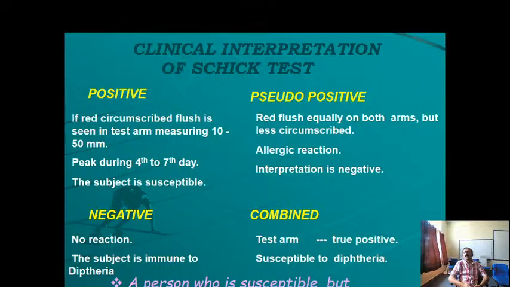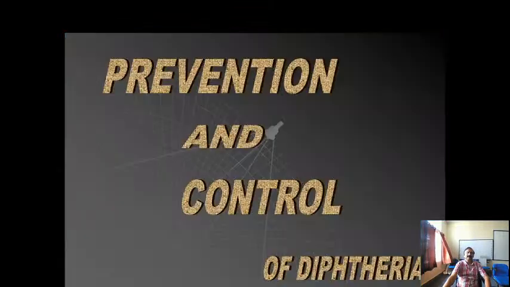A pseudo-positive is when the red flush occurs in both arms and is less circumscribed. That may be due to an allergic reaction, and inflammation is negative. In that case, a person who is susceptible but allergic should be cautiously immunized. If the person is negative, there is no reaction, and the subject is immune to diphtheria. If there is a combined reaction, then you have to consider him susceptible to diphtheria.